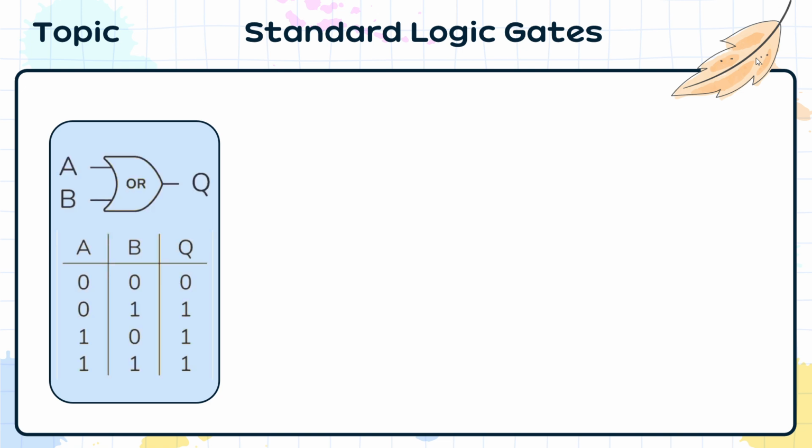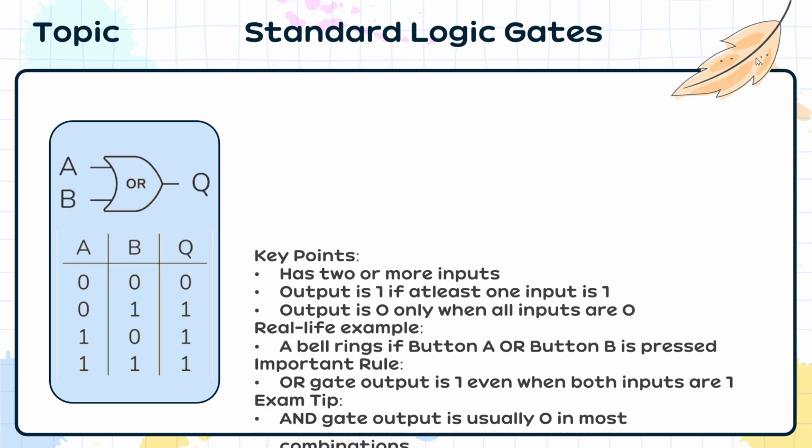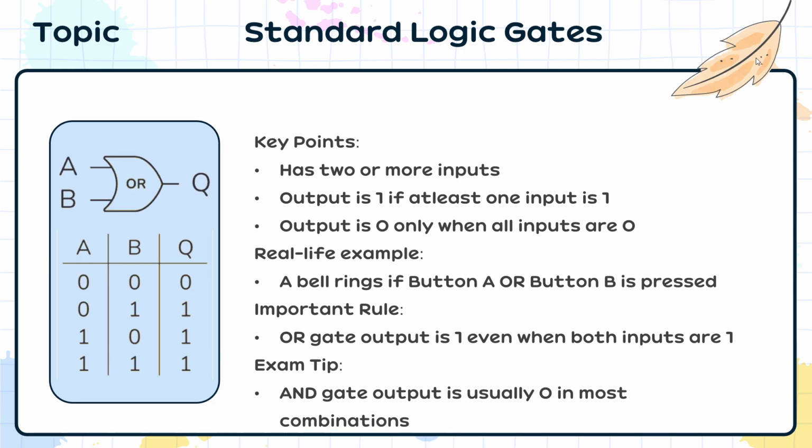Now let's look at the OR gate. The OR gate also has two or more inputs. The output becomes 1 if at least one input is 1. The output is 0 only when all the inputs are 0. For example, a bell rings if any one button is pressed.